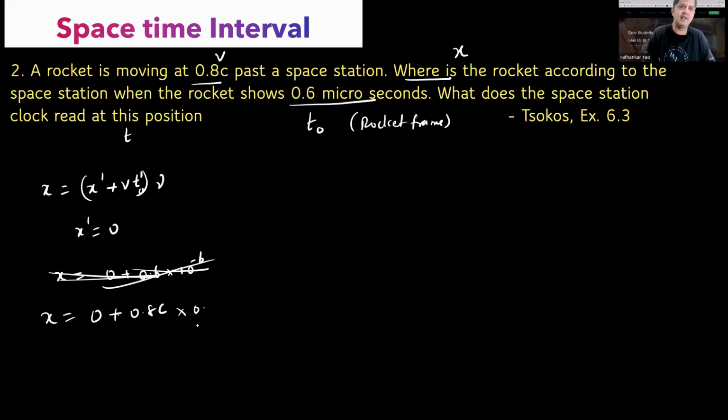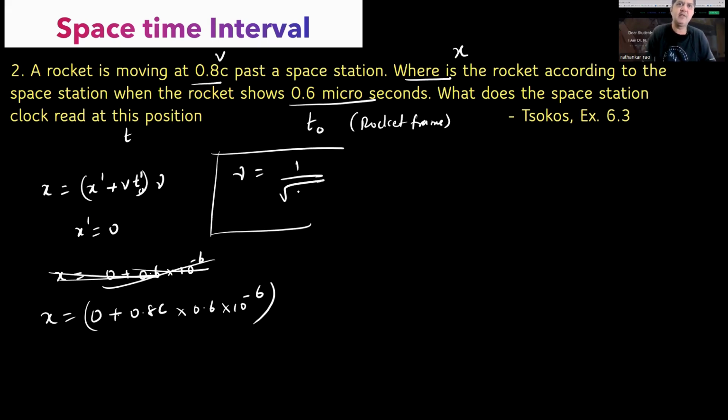This is t dash over here, right? 0.6 into 10 to the power of minus 6 multiplied by gamma. What's the value of gamma? Let us find out the value of gamma. Gamma should be equal to 1 by square root of 1 minus 0.8 square. C square by C square goes away. So which should nearly be equal to 5 by 3.